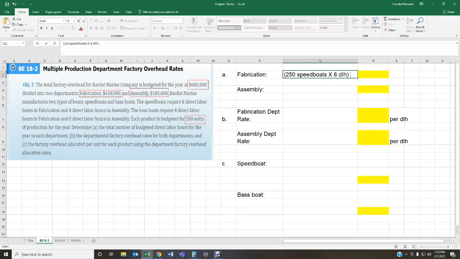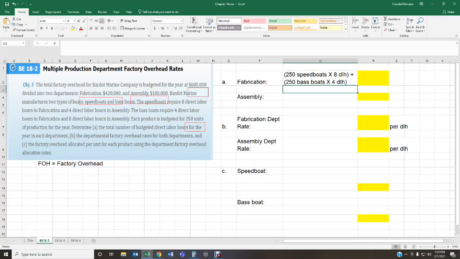Okay, and then I'm going to add my 250 bass boats. How many hours does it take in the fabrication process for the bass boats? It says the bass boats require 4 direct labor hours in fabrication. So we've got 4 direct labor hours in fabrication for the bass boats. Okay, and let's see what we get.